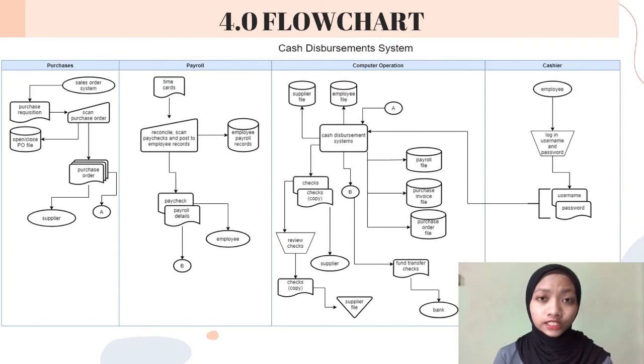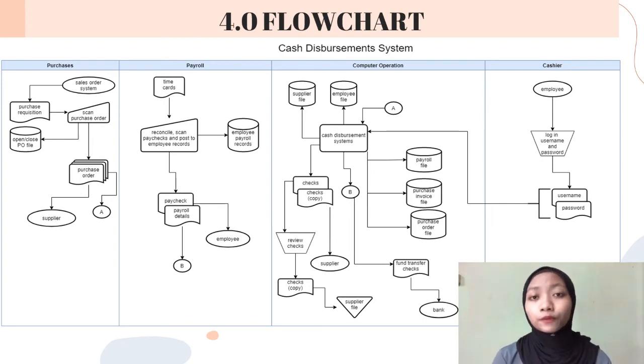For the cash disbursement system, it begins when the sales order system places the purchase order and later sends it to the supplier. Meanwhile, in payroll, it begins with the time cards, which the system will reconcile, scan paychecks, and post to employee records.